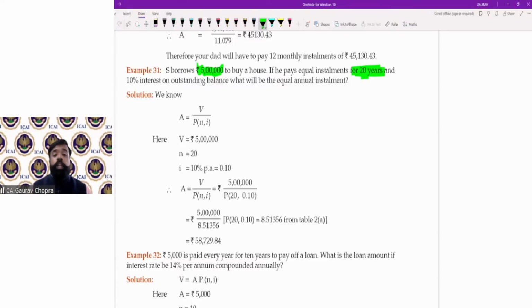अब वो क्या कर रहा है? Equal installment पे कर रहा है. That is annuity. And 10% is the rate of interest on outstanding balance. What will be EMI? That is annual installment. क्या होगी ये आपको बताना है. So it is very easy. कैसे सॉल्व करना है? Let us do.